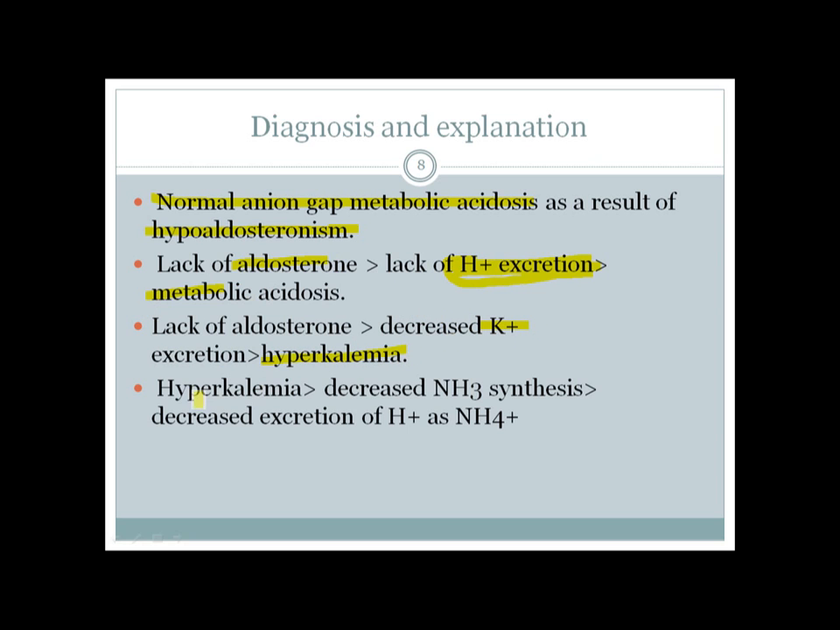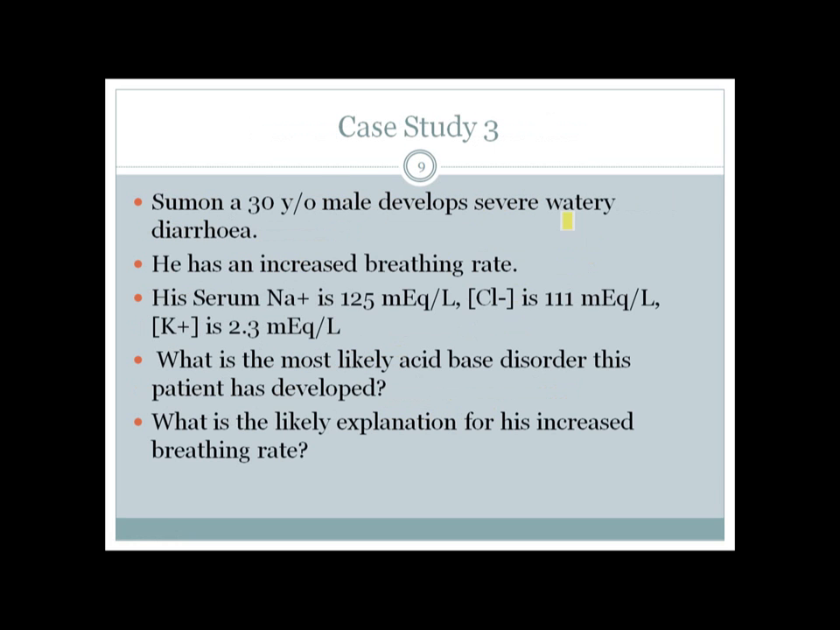Another thing, hyperkalemia also contributes to the acidosis, on top of the primary disorder of decreased hydrogen excretion. If you have increased potassium in your body, it leads to decreased ammonia synthesis, and ammonia is a carrier for hydrogen. Hydrogen is excreted in the urine in the form of ammonium. So if you decrease ammonia synthesis, there will be less ammonium and decreased excretion of hydrogen. So it will also aggravate the situation. Okay.